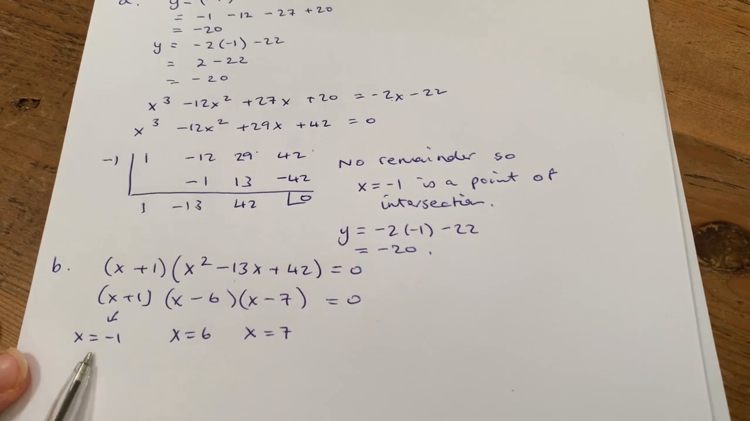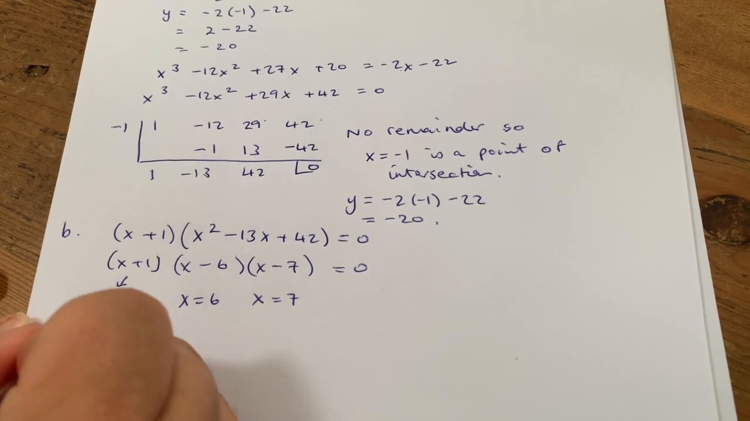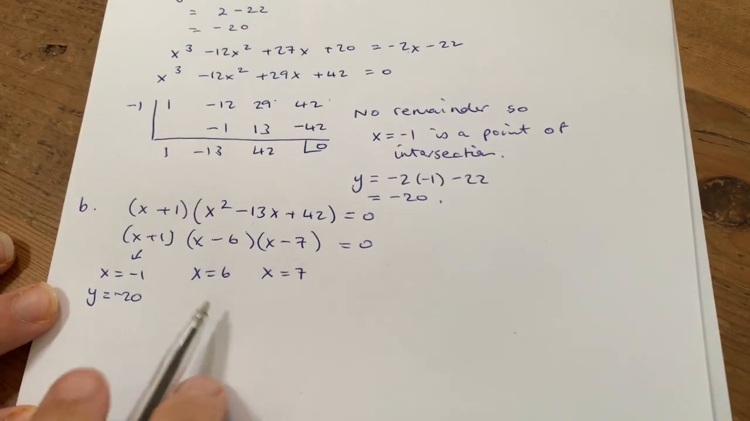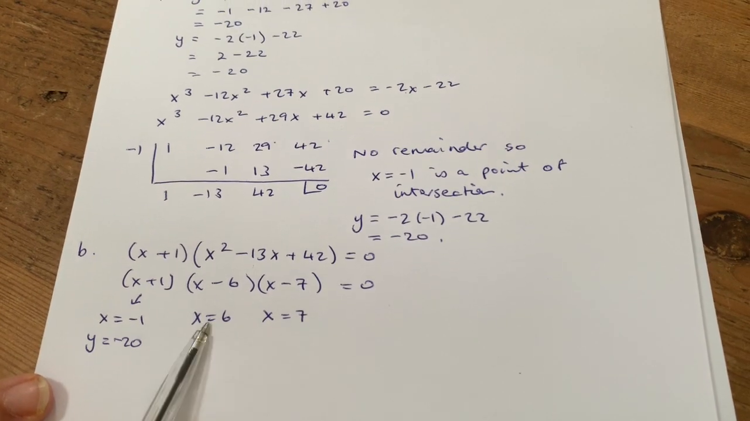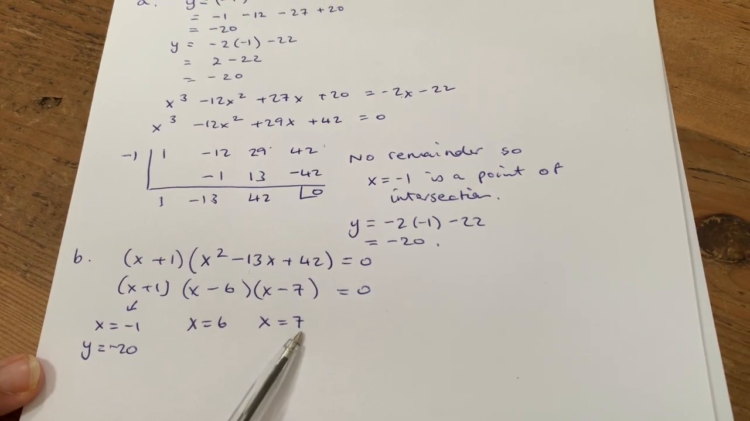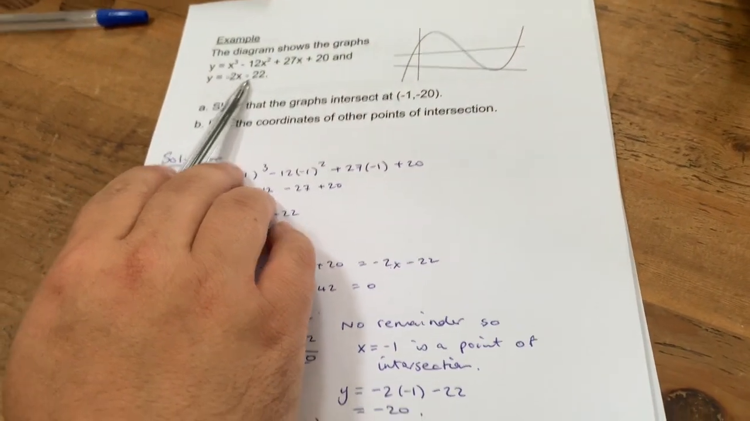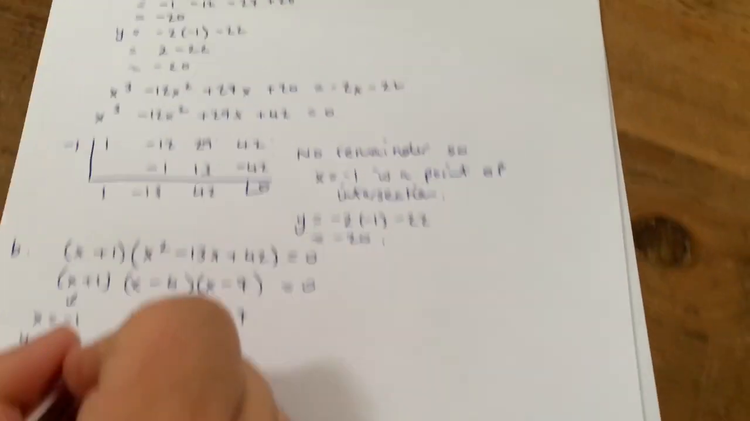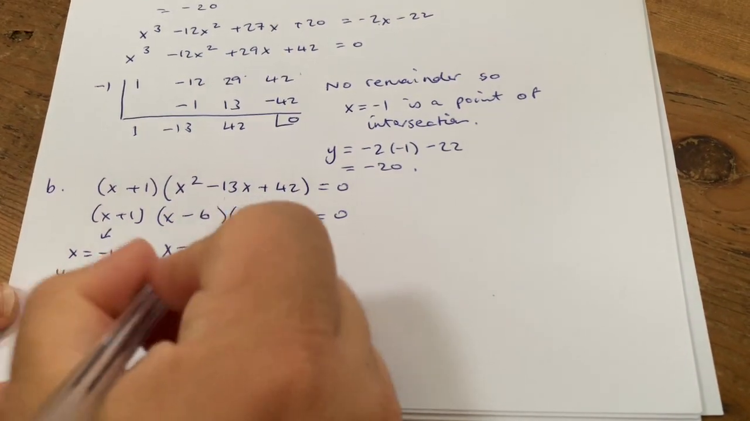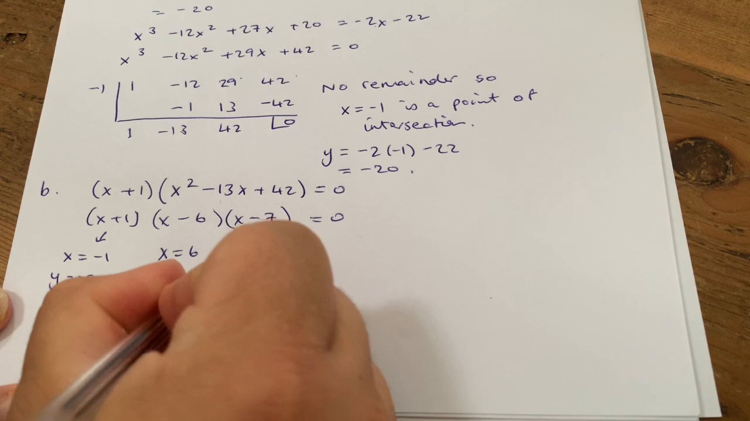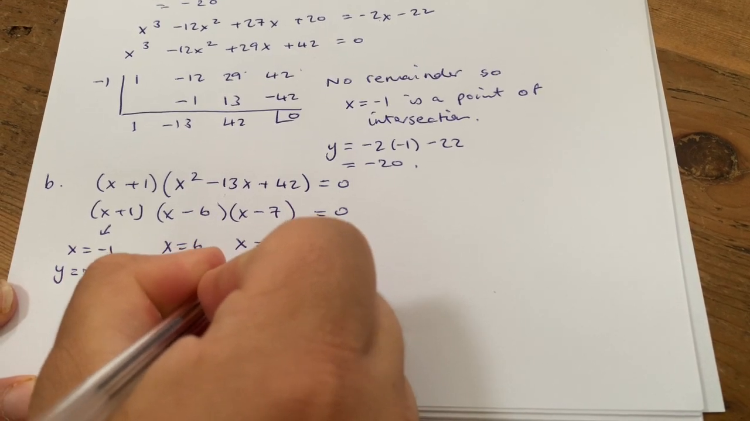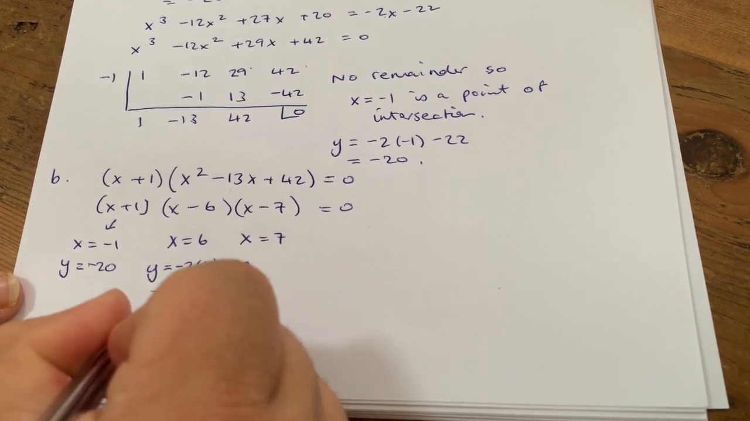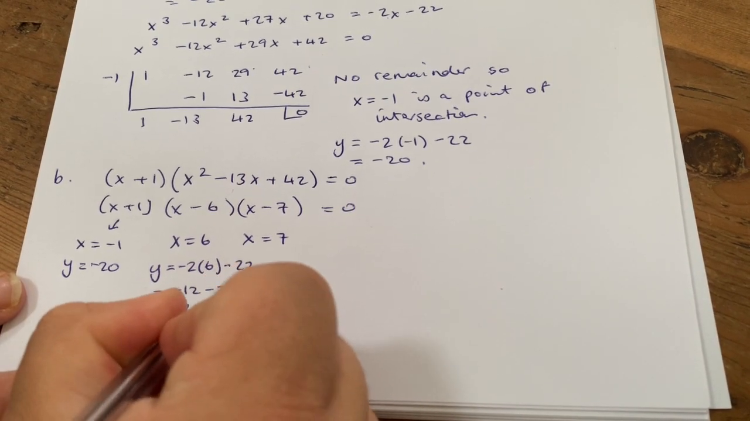Alright, now I know the solution for y for this one, because it told me in the question, it told me that's minus 20. So now all I need to do is find the solutions for y when x equals 6 and x equals 7. So therefore I'll go to the easier equation, minus 2x minus 22, and I'm going to sub in what x equals 6. So minus 2 times 6 minus 22. So I get minus 12 minus 22 is minus 34.